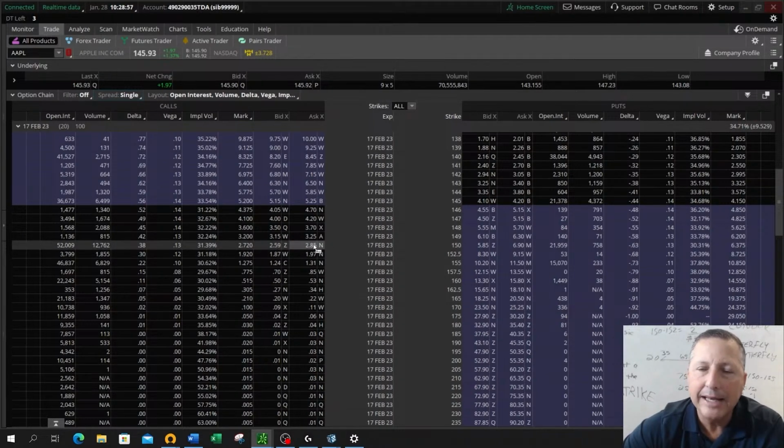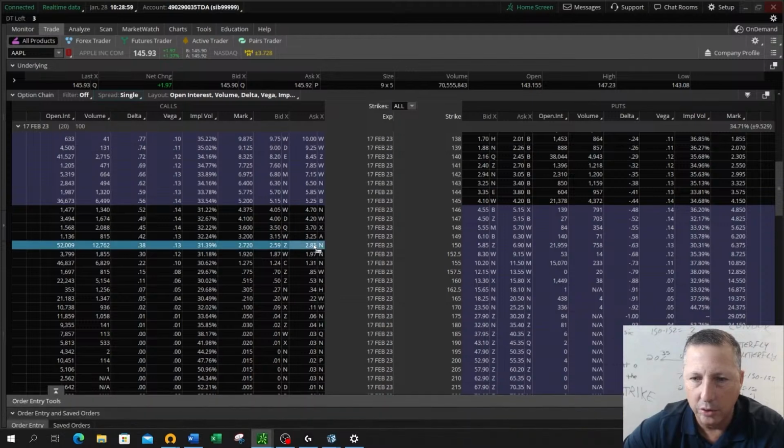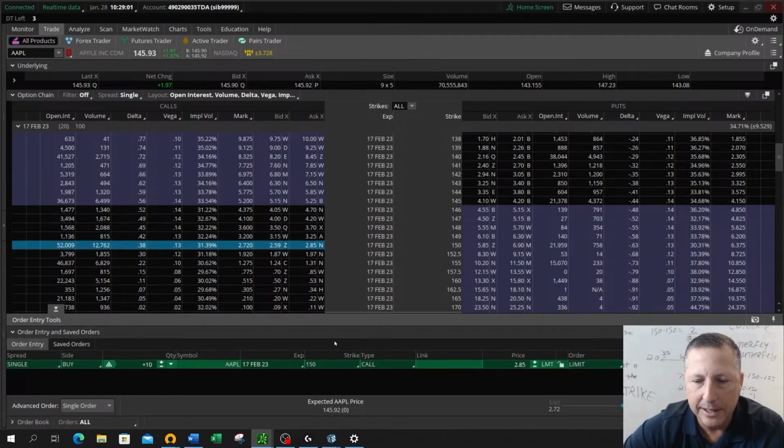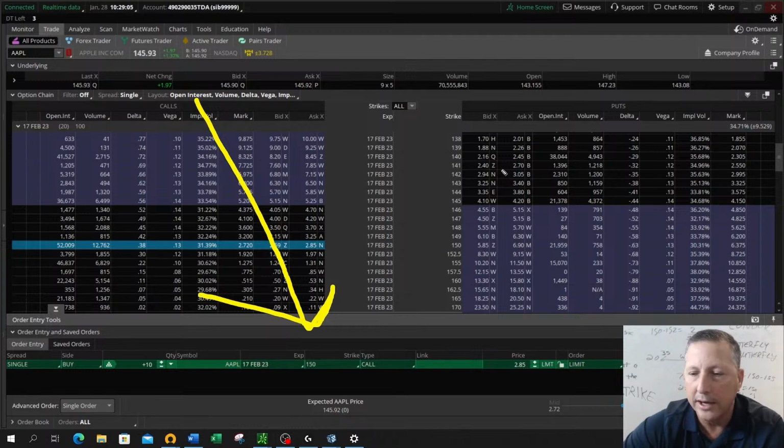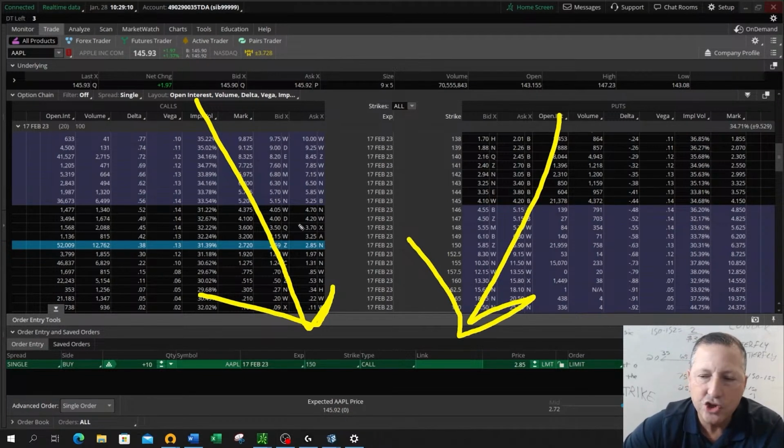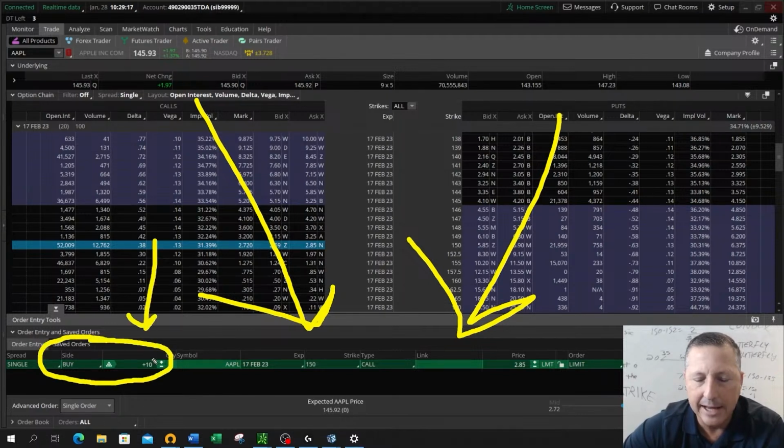To buy it, I need to click on the ask or the offer. And you can see immediately what happened was, as soon as I did that, I've got this order entry down here. Okay. And what that shows is buying 10 contracts, and that's because I have that set as my default. You can go in and set the default amount of contracts you want. Apple, February 17th expiration, 150 strike call.